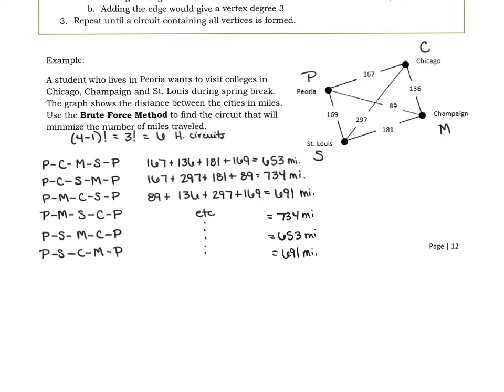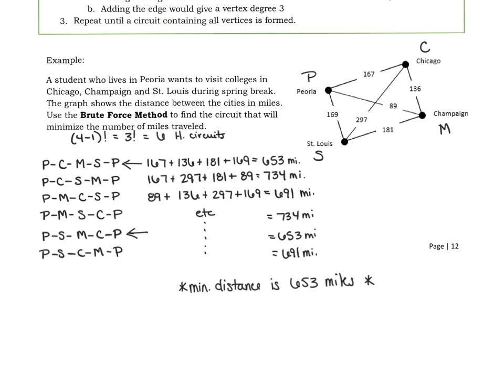The reason you've got duplicates is because if you look, they are the same route, like this 653, for example. This is the same route, just in reverse order. So if you read one from left to right and then read the next one from right to left, it's the same thing. So in this case, the minimum distance is going to be 653 miles. That's the best we can do. And we know it's the best we can do because we've tried out all of the possibilities. There are no other possibilities. We've listed them all. This is the brute force method.